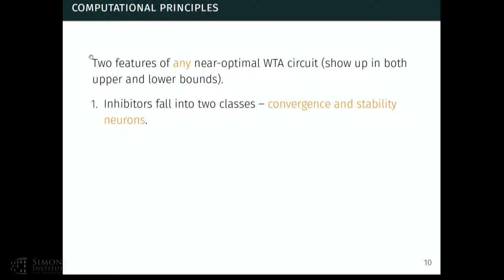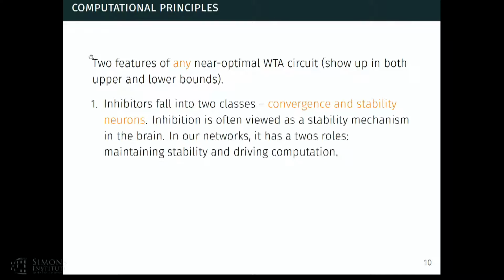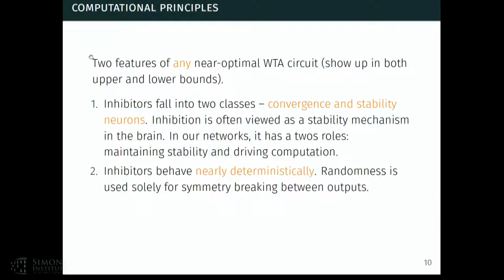So one is that this division into convergence and stability neurons is inherent. In any near optimal WTA, you have some inhibitors that have to fire once you've converged, and you have some that drive the computation. Inhibition is often viewed as a stability mechanism in the brain. And what we're showing is this dual nature: it's a stability mechanism and then also it's driving computation of these circuits.